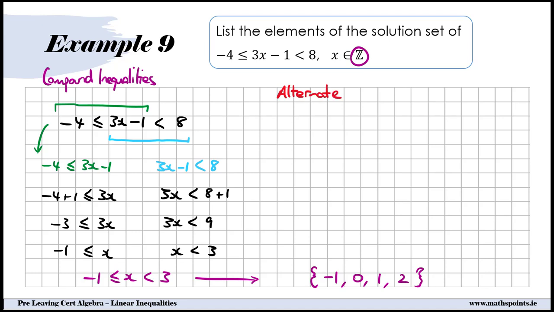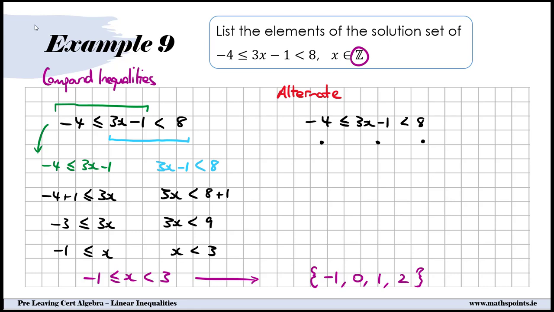So what we're going to do is write down the inequality once again. Minus 4 is less than or equal to 3x minus 1, which is less than 8. And I'm going to try and work with the three sections of this sum: the first section, which is on the left of the first inequality, the middle section, and then the section at the end, which is on the right hand side of the latter inequality.